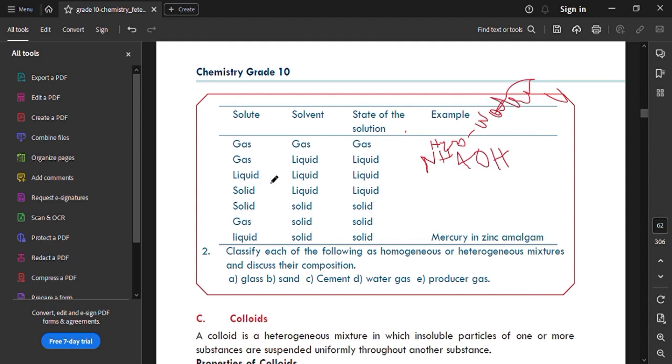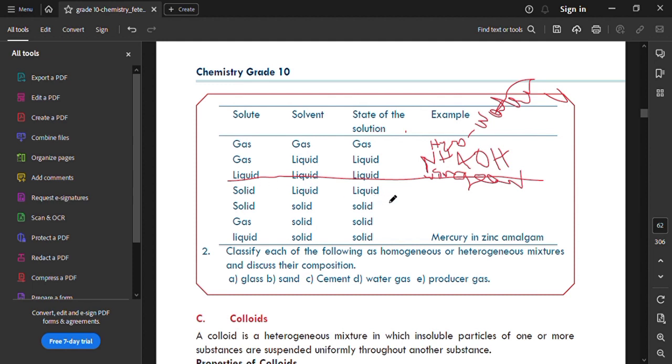And the second one is liquid. That means if our liquid is acetic acid and as well as water to form vinegar. So the example for liquid is vinegar.